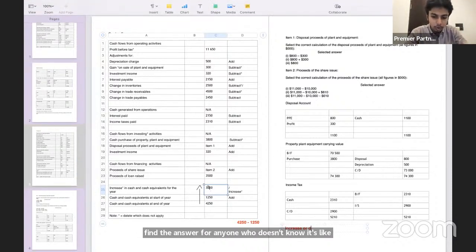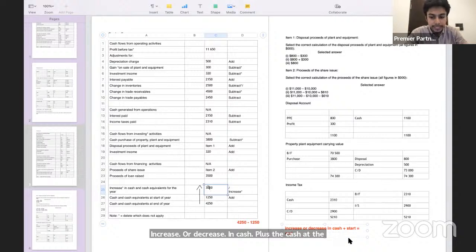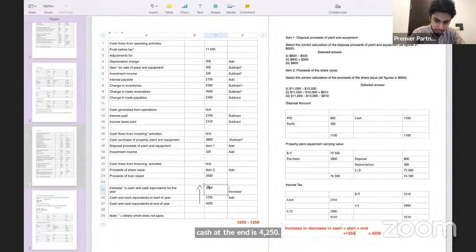Increase or decrease in cash plus the cash at the start is equal to the cash at the end. This is the normal equation. So therefore, guys, cash at the end is 4,250. Cash at the start is 1,250.